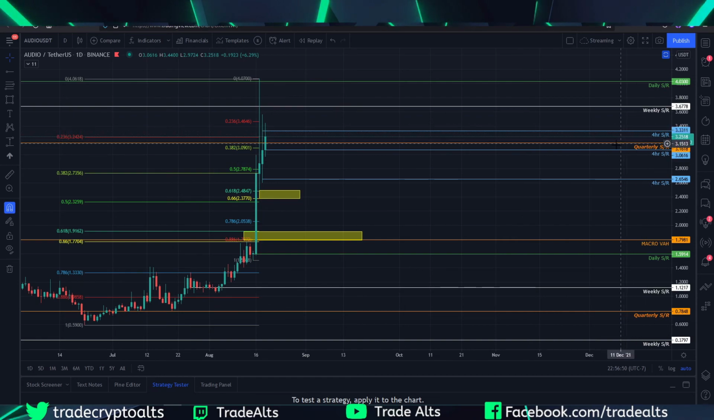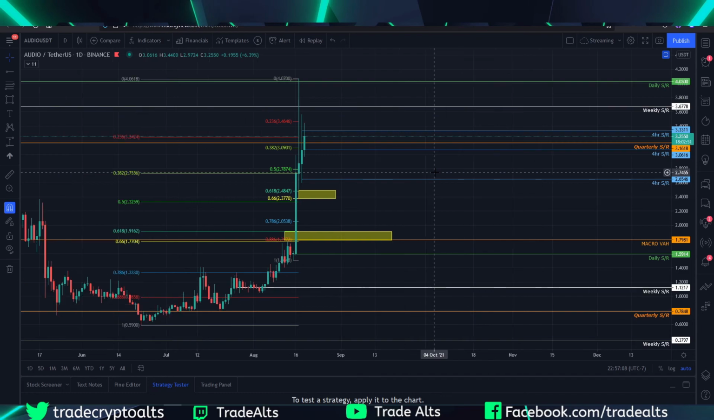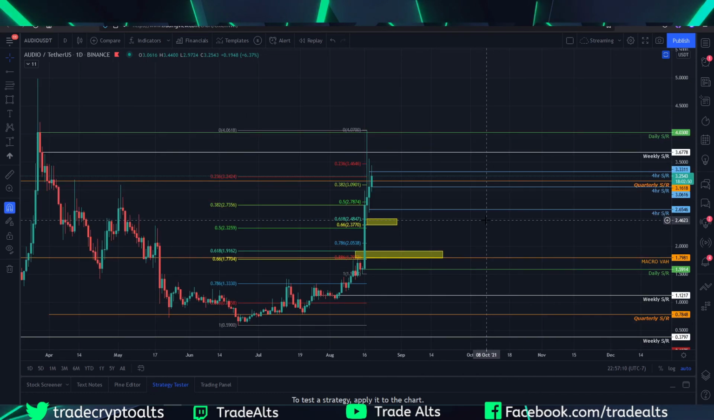So these 4 hour levels and hourlies, they're great for scalping. They're great for intraday type trading. But you have to understand that I would say these levels are a bit less significant to a degree than the higher time frame levels for sure. So just something to keep in mind.